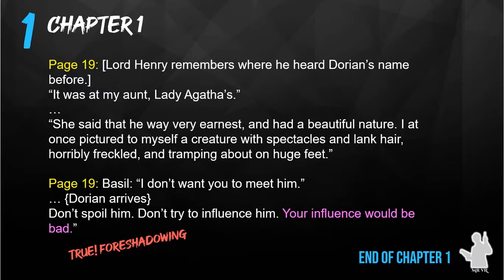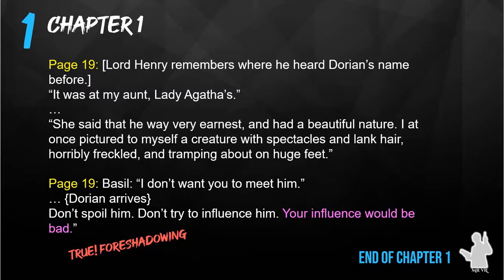And then near the end of the chapter, page 19, Lord Henry remembers where he's heard this Dorian name before, and he was like, oh yes, it was at my aunt Lady Agatha's. Now he knows. But when he thinks about it, he says, well, when I first heard about Dorian Gray, I thought this. She said that he was very earnest and he had a beautiful nature. Beautiful nature, in other words, nice person. I at once pictured to myself a creature, use of diction here, with spectacles and lank hair, horribly freckled and tramping about on huge feet.